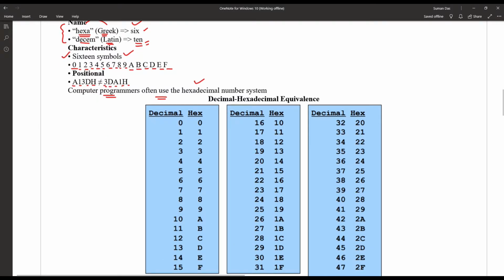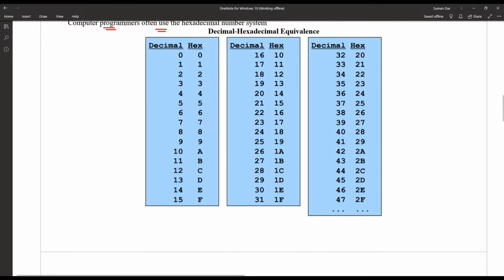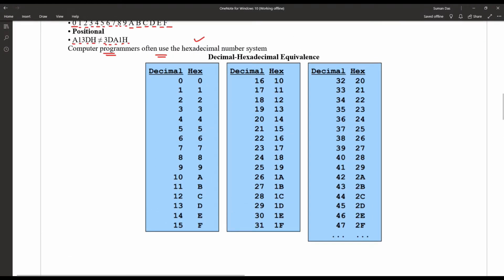So the hexadecimal number system has a wide use in computer programs. The next table has the decimal hexadecimal equivalence. Once again, decimal means whatever numbers we most often use. Here, according to the decimal number system, 0 has the equivalent 0 in hexadecimal. In decimal 1 is in hexadecimal also 1. In decimal 2 is in hexadecimal also 2.